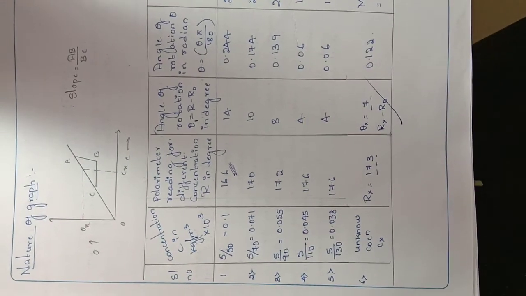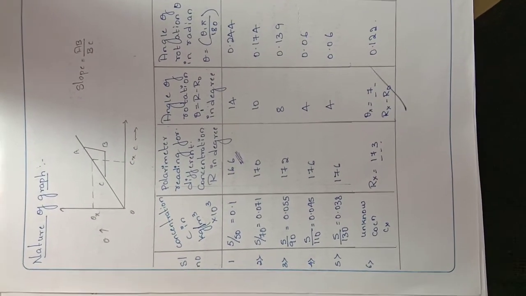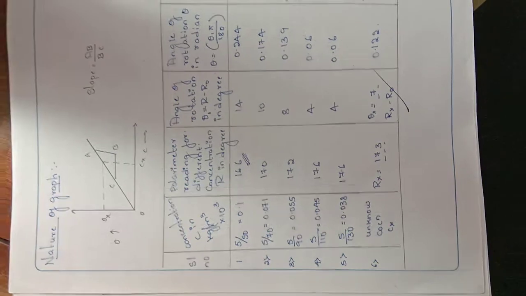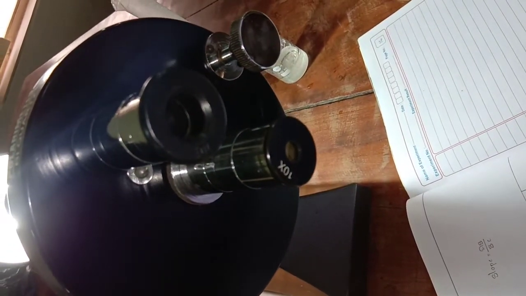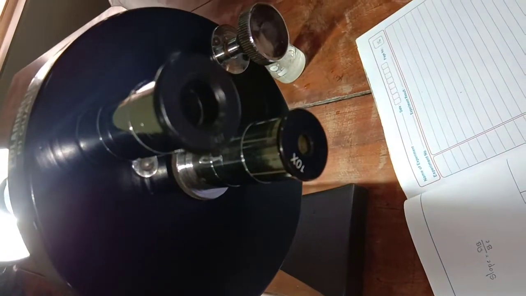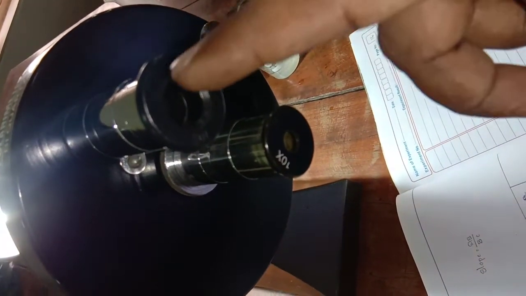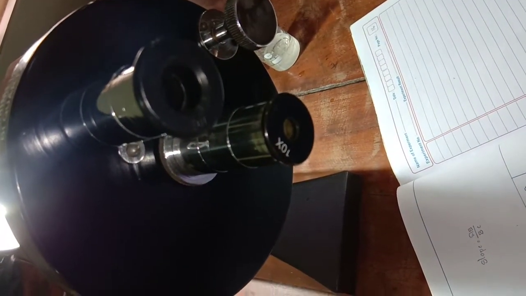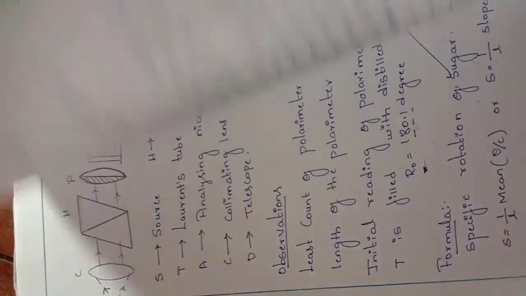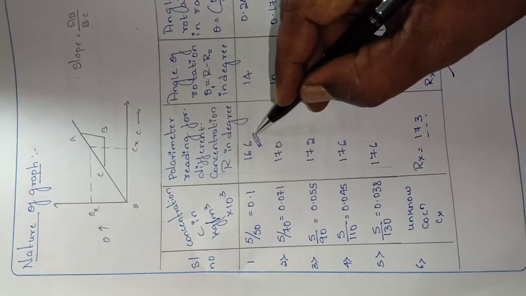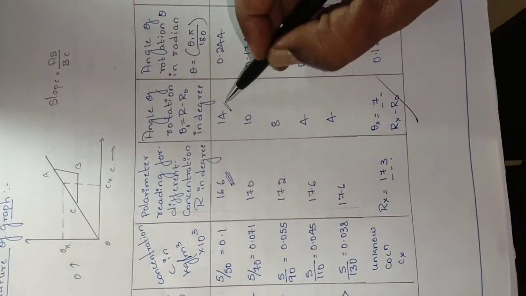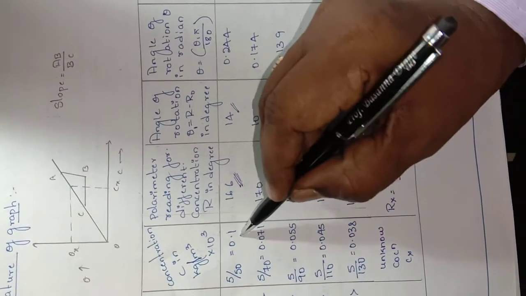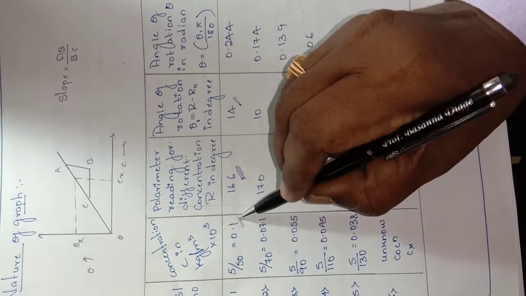So for dextrorotatory solutions, the optically active solutions, it rotates in the clockwise direction. For levorotatory, it rotates in the anti-clockwise direction. For sugar solution, definitely it should be clockwise. So initially 180 degrees, then it reduces to 166 degrees. The angle of rotation is 14 degrees for the first concentration, 0.1 concentration.